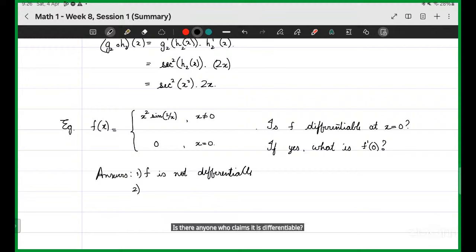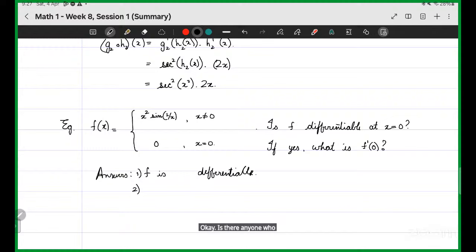Sir, I guess it will be differentiable. I just want you to check. I just said it is. I got LHL and RHL equal to 0, which is f of x at x equals 0. So that's for continuity, but here we are asking differentiability, right? Yes, sir, it's differentiable. Sir, it will be differentiable according to me.